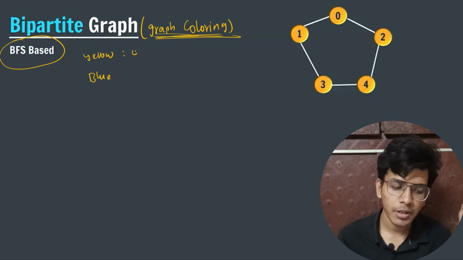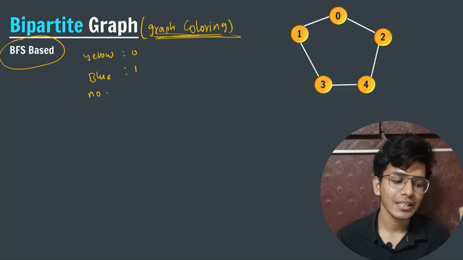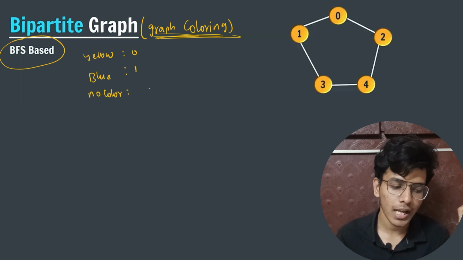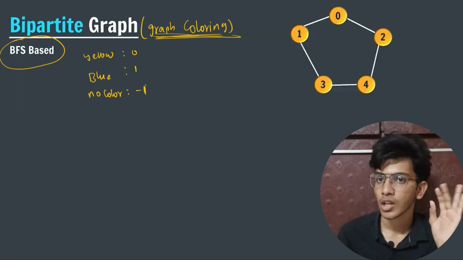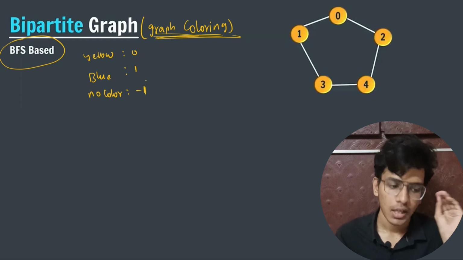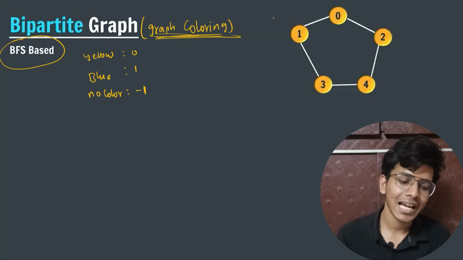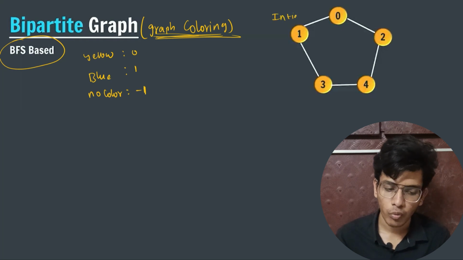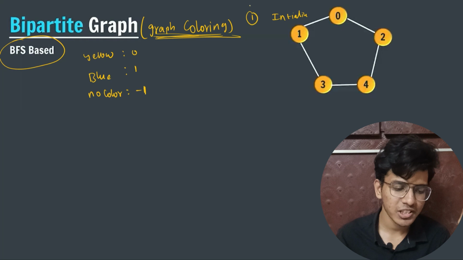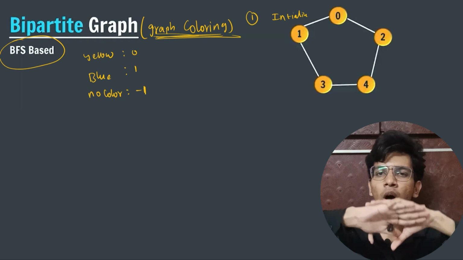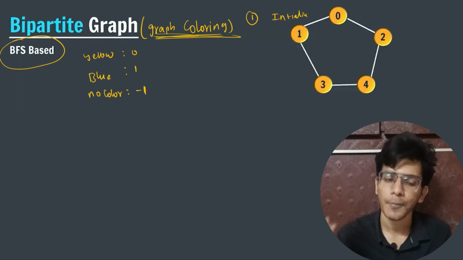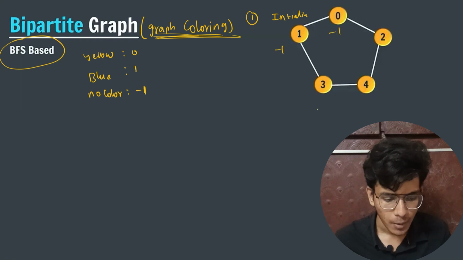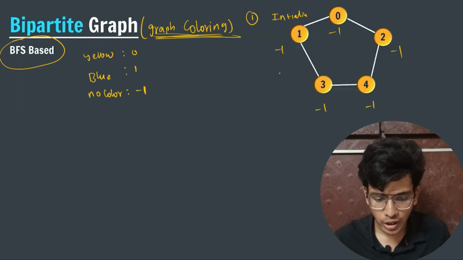Let us say that I am representing yellow with 0, I am representing blue with 1, and no color. If a node is not having any color, then I am representing it with -1. Okay, I hope you are clear. Now what I will do is that I will initialize whatever the graph might be. The first step will be I will initialize all the nodes in the graph with -1, which is no color. So I will give here -1, -1, -1, -1, -1.